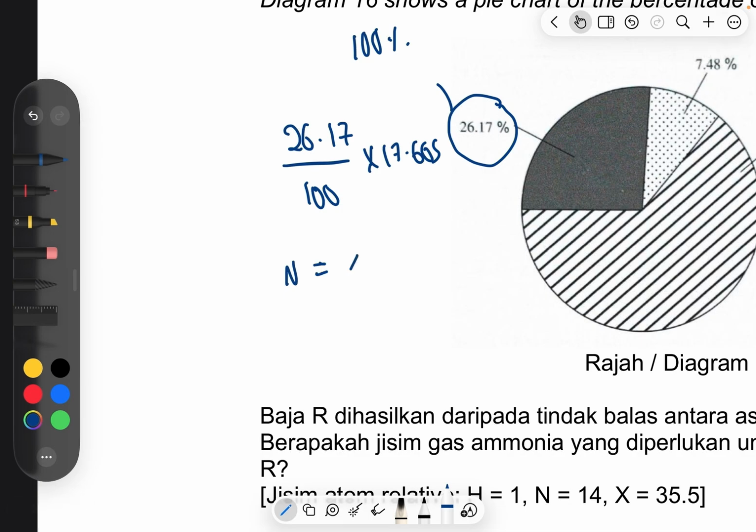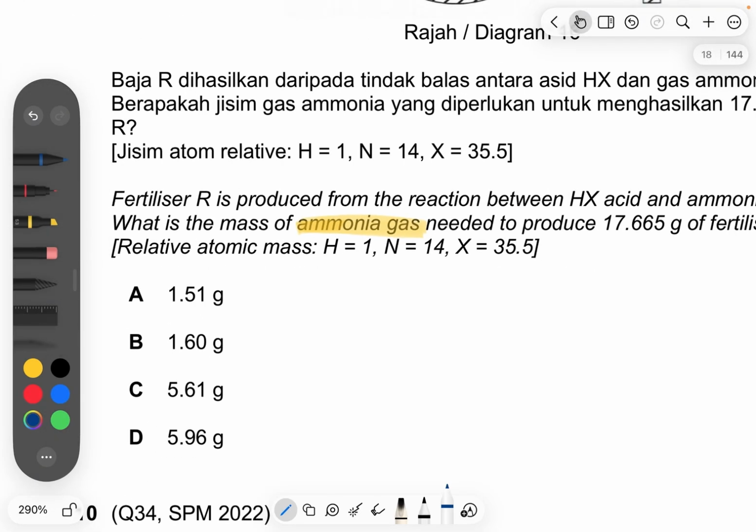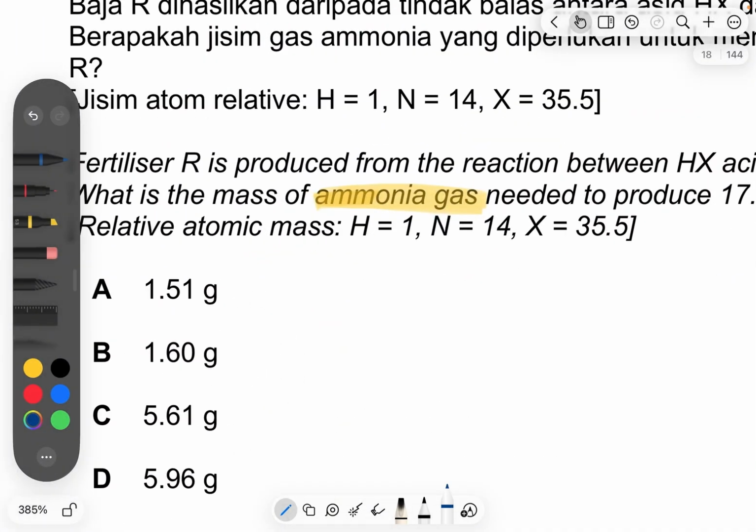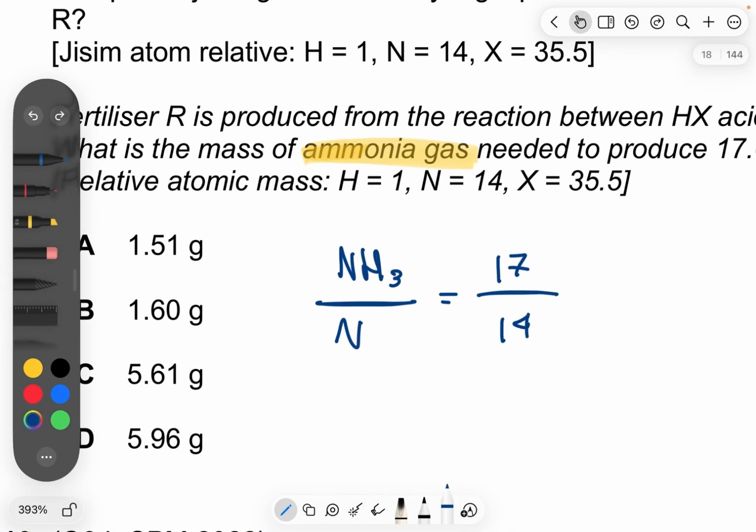and you get the mass for nitrogen, which is equal to 4.62 gram. Okay, now, but this question, it wants ammonia gas. So we already have the mass of nitrogen. Take ammonia over nitrogen. The molar mass is equal to 17 over 14, because this is hydrogen times with 3 plus with 14.